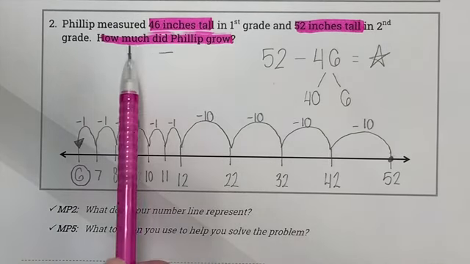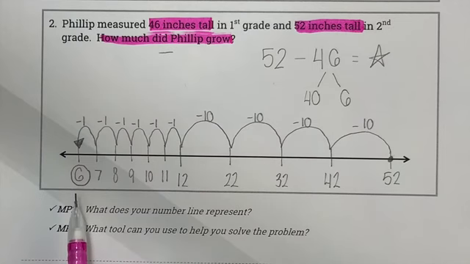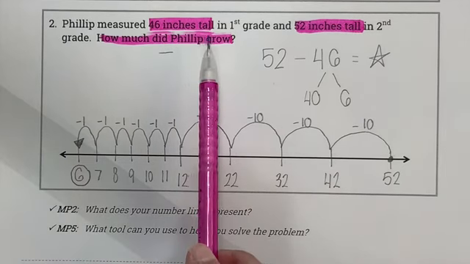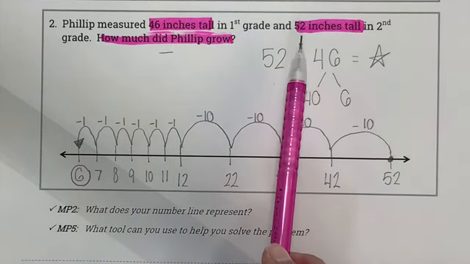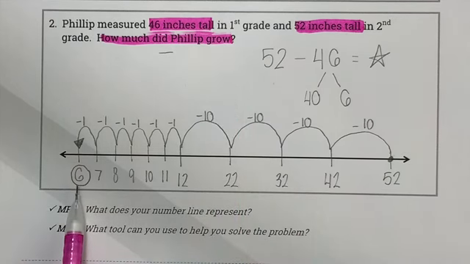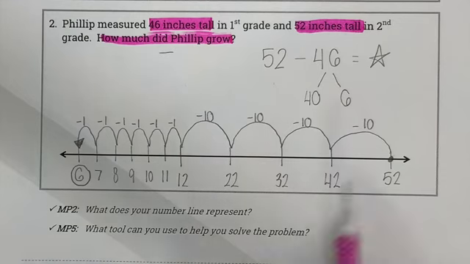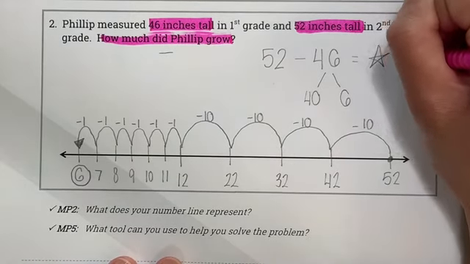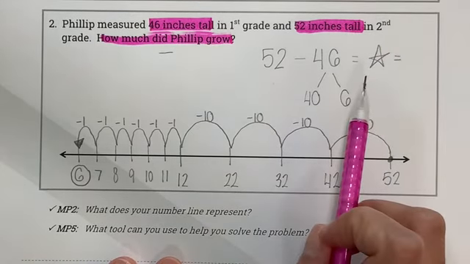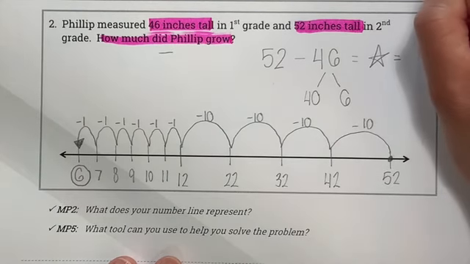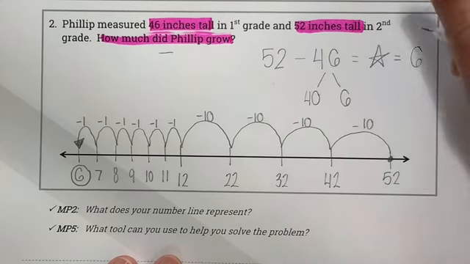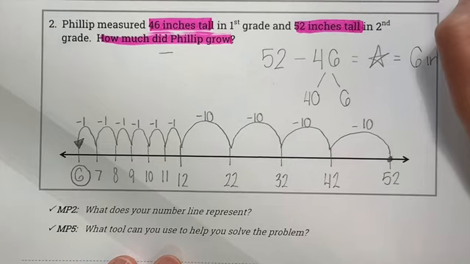So Philip was 6 inches shorter in first grade than he was in second grade. Or you could say that Philip is 6 inches taller in second grade than he was in first grade. And I'm going to mark that up here, add that to my equation. So my unknown is equal to 6 inches.